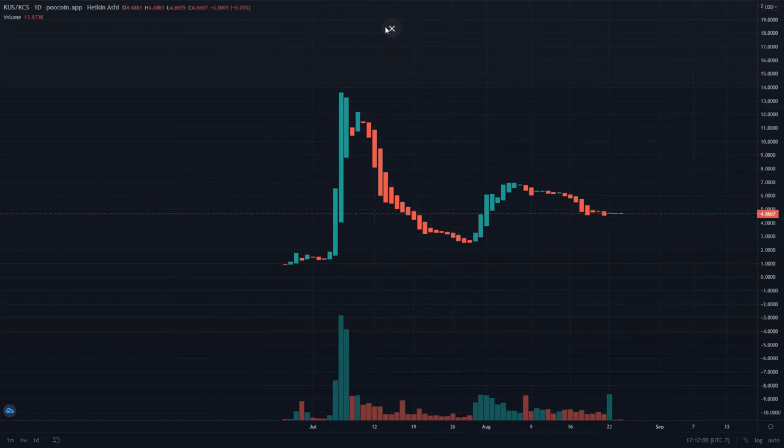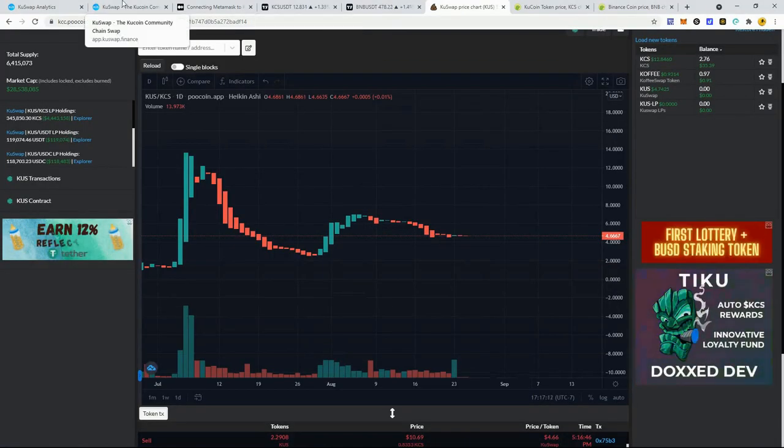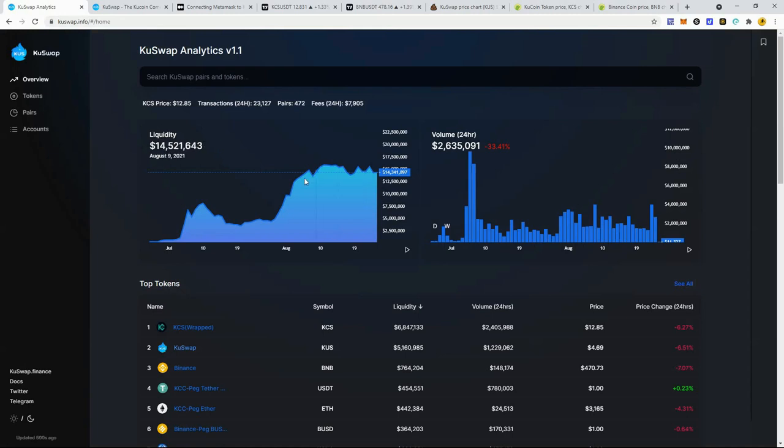And I'm hoping as this grows and gets more popularity, more people jump in and it really helps the liquidity, and the fees pick up in here. And we'll see what happens, guys.